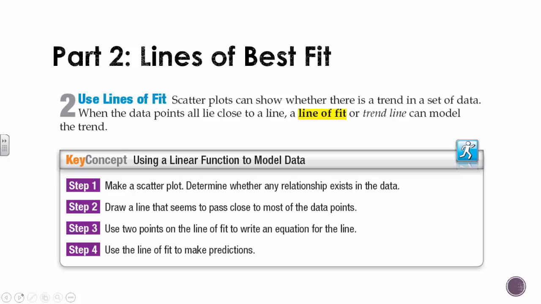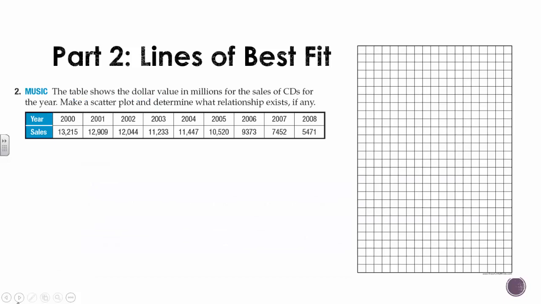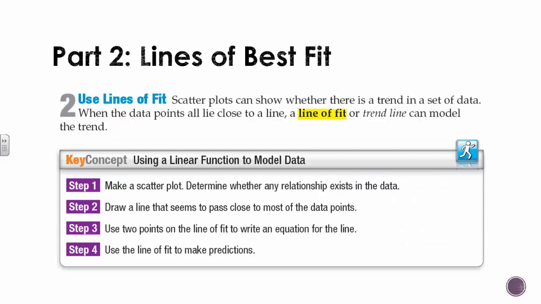We're going to make a scatter plot first and determine whether a relationship exists. If it has no correlation, then we're done. Step 2, we're going to draw a line that seems to pass close to most of the data points. And then we're going to use points on the line to create an equation, just like we did in class today. And then we can use the line of fit to make predictions. So the first thing we're going to do is plot these points. So make a scatter plot.